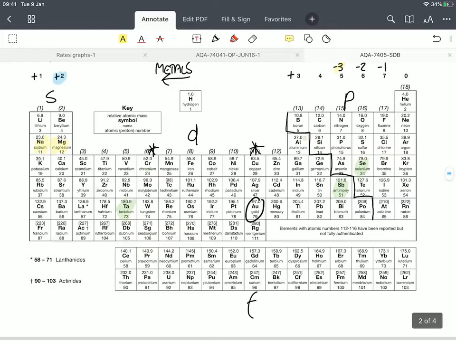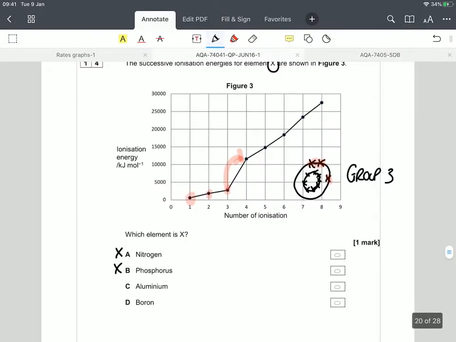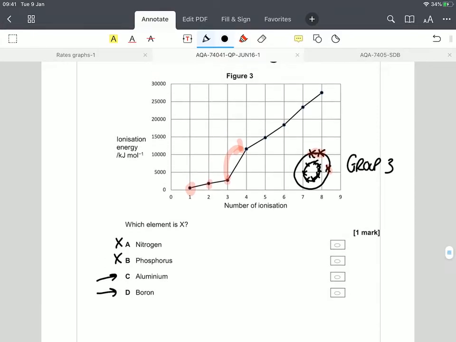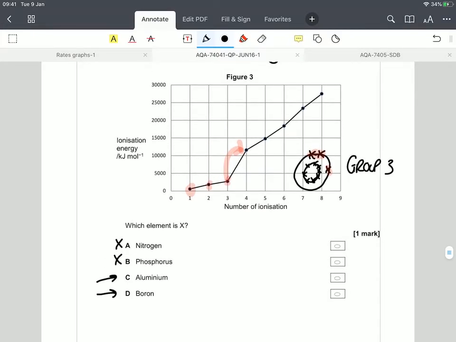But if we look carefully, there's also boron, which is also group 3. So this is a bit mean, because you really have to consider both of these things. It's got to be one of these two, because they're both group 3 elements. The clue lies in the rest of the data. So it could be either of them if you just look at this section, right?